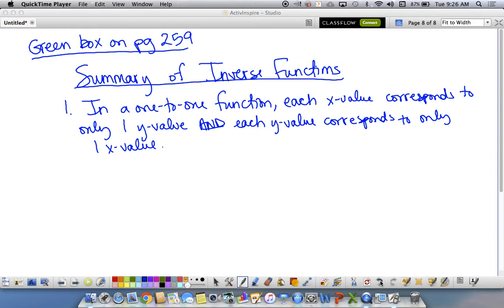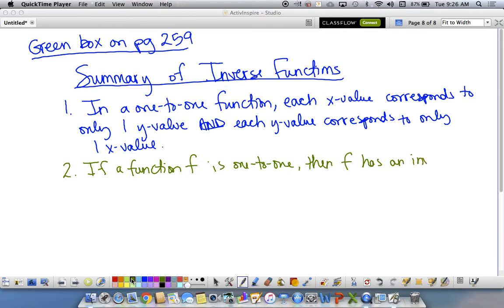The second one, I'm going to change colors. I need to change a pace here. If a function f is one-to-one, then f has an inverse that we will write as f⁻¹. Okay?